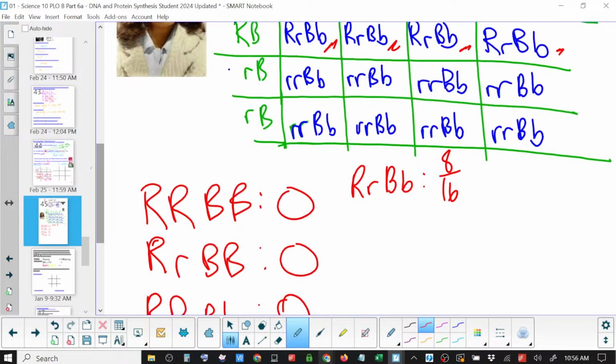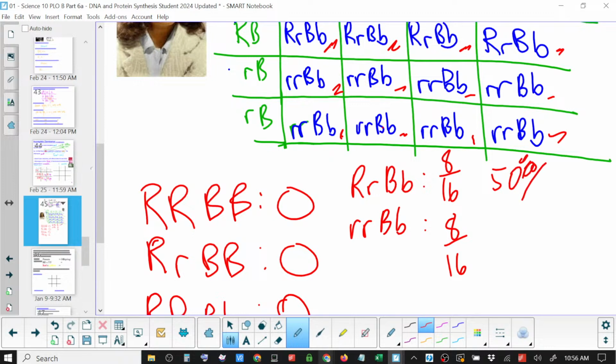What's the other type we have? Little r, little r. Big B, small b. How many of those have we got? 8. So this particular pairing of parents can only produce 2 different types of children out of both of those genes. So there's a 50% chance of this and a 50% chance of this. That is the genotype.